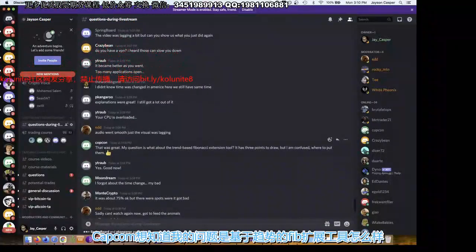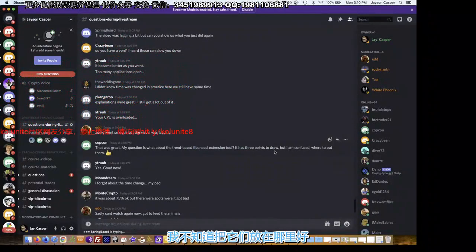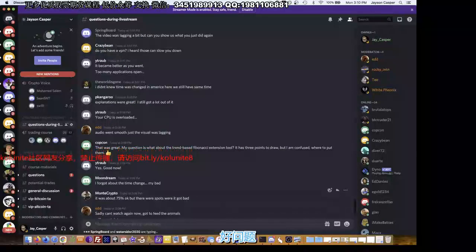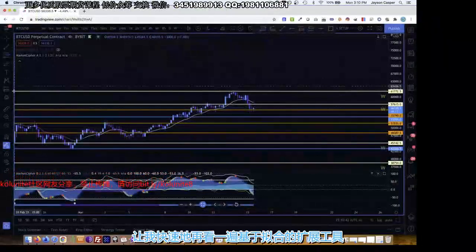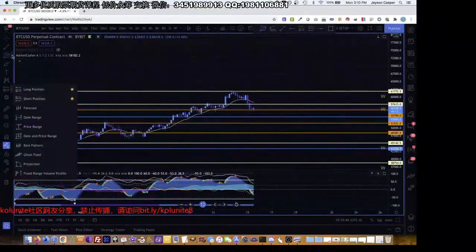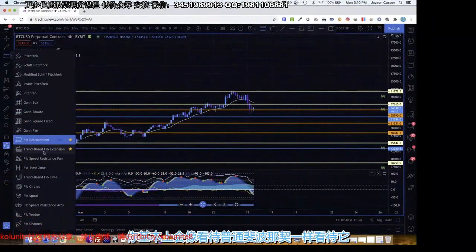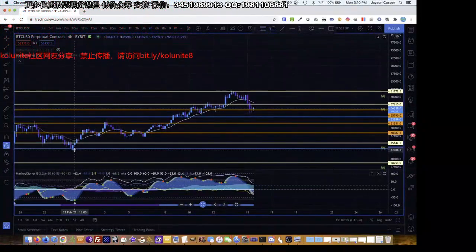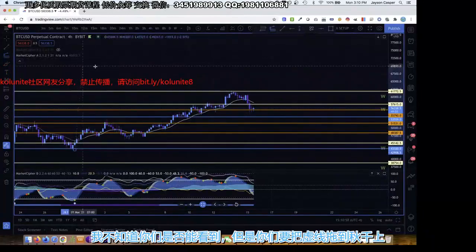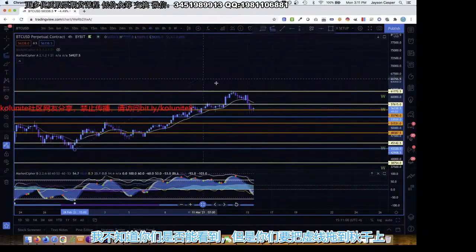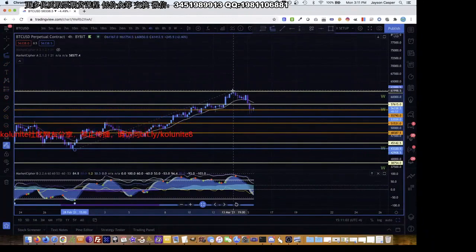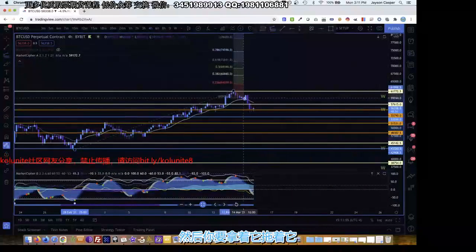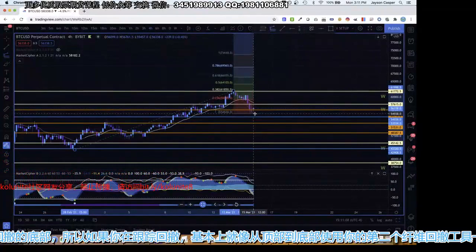Copcon wants to know, my question is, what about the trend-based fib extension tool? It has 3 points to draw. I'm confused where to put them. Great question, Copcon. Let me quickly go over the trend-based extension tool again. You're basically going to look at it the same way you would look at the regular Fibonacci retracement tool, where you're going to start right here at the swing low, and you're going to drag, there's a dotted line, I don't know if you guys can see it, up to the swing high, and then you're going to take it and drag it down to the bottom of that retracement, right?